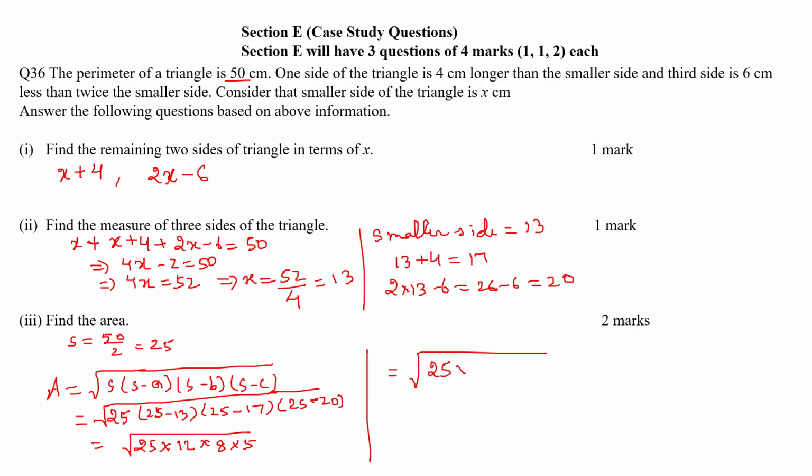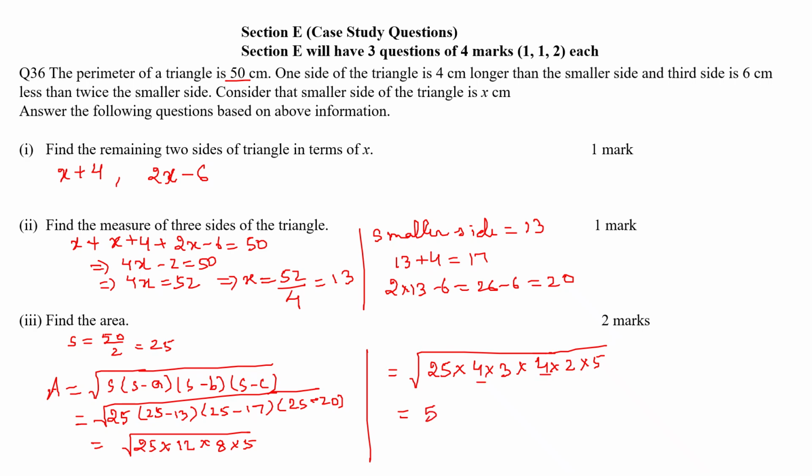25 into, now see children, what they do, they start multiplying all the numbers. Don't do that. You split all the numbers as a perfect square of some number. See, 25 is already a square number. 12 I can write as 4 into 3, isn't it? 4 is a perfect square number. Same way 8 I can write as 4 into 2, then into 5.